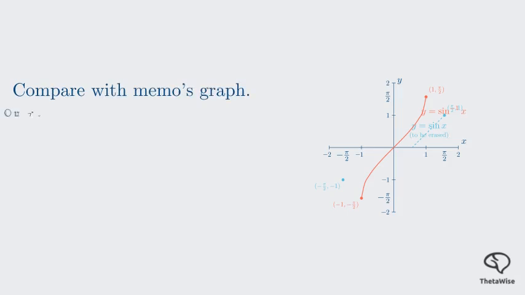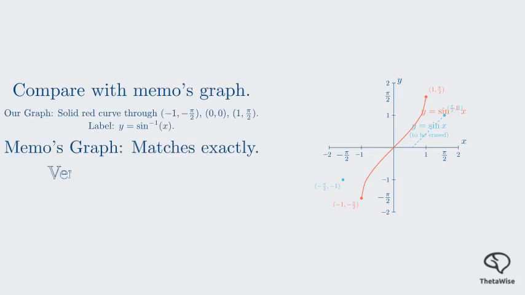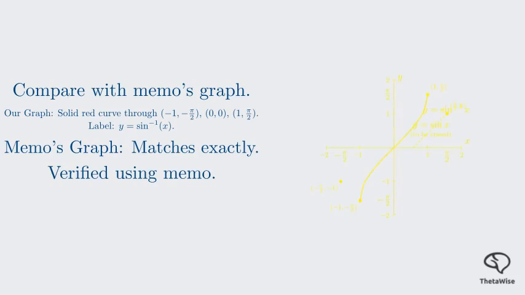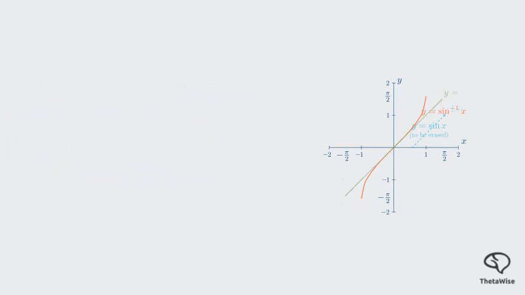Let's compare our graph to the one provided in your textbook. They match perfectly. Our endpoints are correct. The graph passes through the origin and it's a smooth curve. We can confidently say our sketch is verified. So we have successfully drawn the graph of y equals sine inverse of x by following the 6 steps. Notice how this graph looks like the dashed sine curve on its side. It's a reflection across the line y equals x.